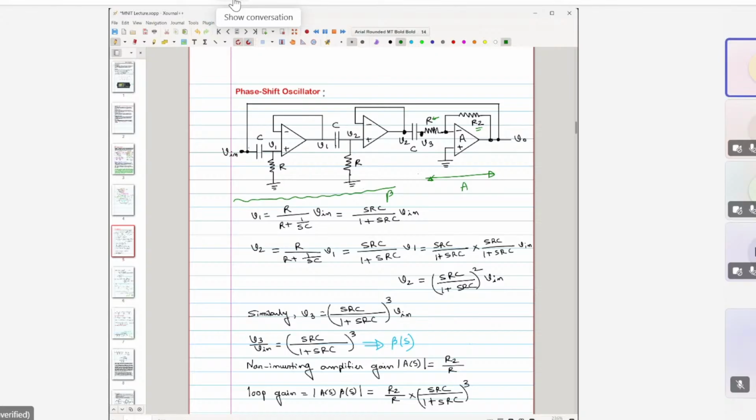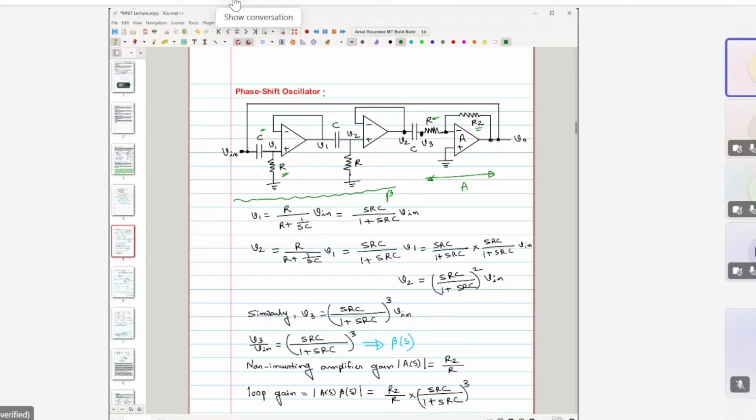Now, if we have to analyze and find what the frequency is and what the criteria are for choosing the values of R, C, and R2 such that we can get this oscillation, we have to derive a few things. We check the relations between the output voltage, the input voltage and the intermediate voltages. Then we should be able to tell the relations between R, C and R2. So let us do that.